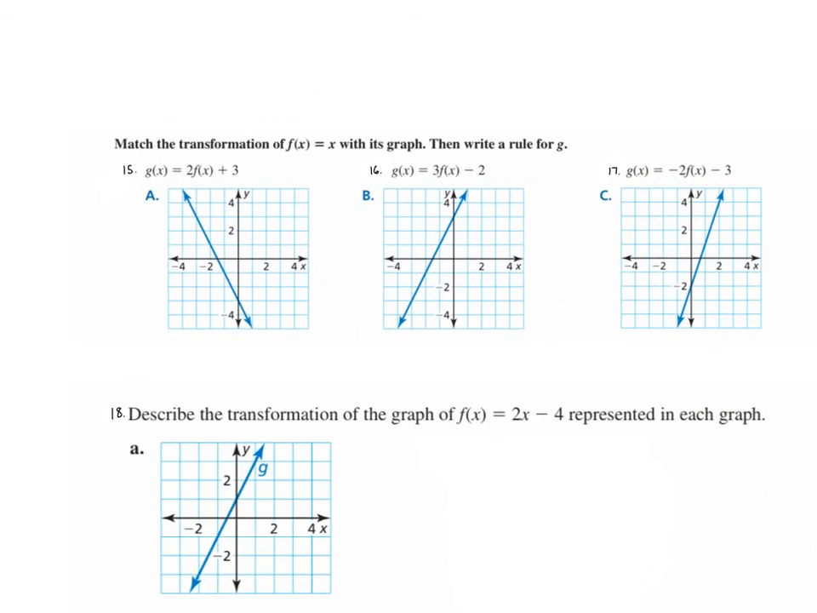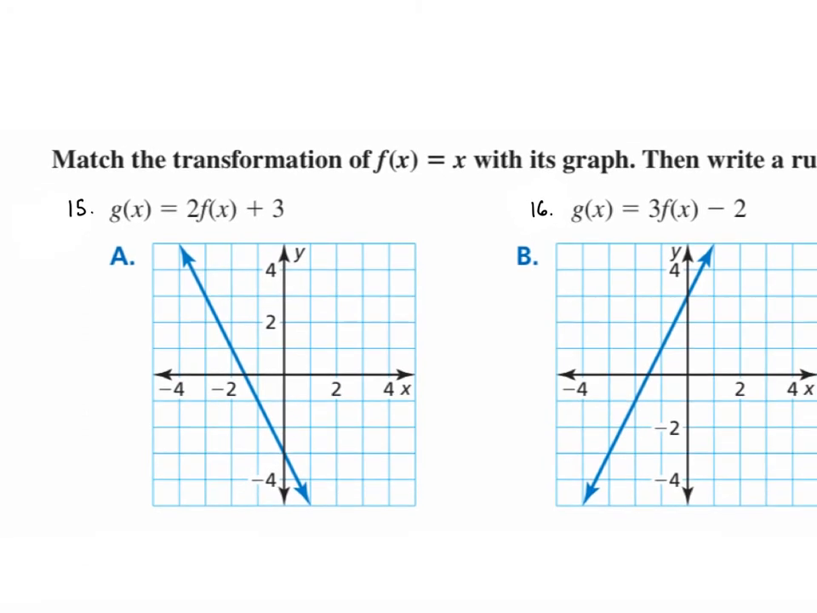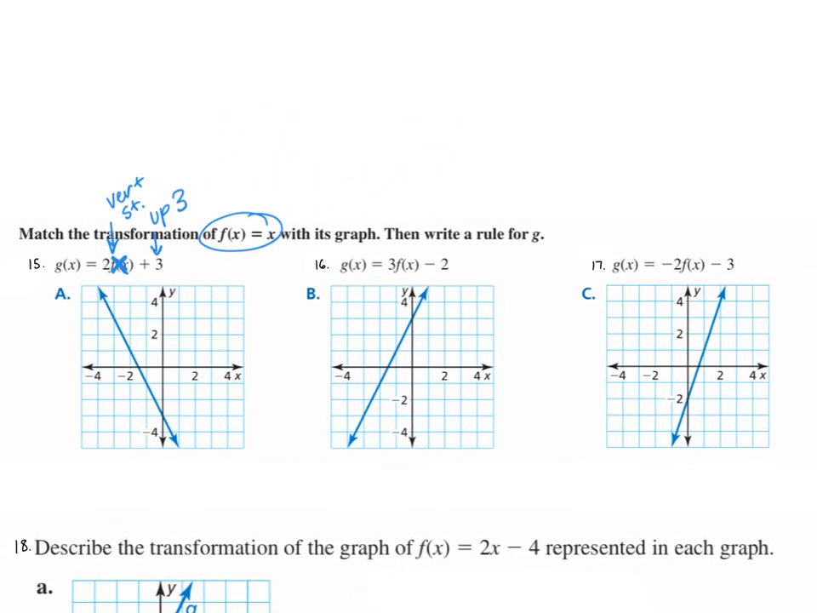All right, let's take a look at 15, 16, and 17. For these three, we need to match the transformation of f of x is equal to x with its graph, then write a rule for g. Just think of this f of x as x. It tells us f of x is equal to x, so we can just change out this f of x with x. This plus 3 tells us we're going up 3. This 2 tells us that it is a vertical stretch. So looking at our graphs, which one goes up 3 and has a vertical stretch, A, B, or C?